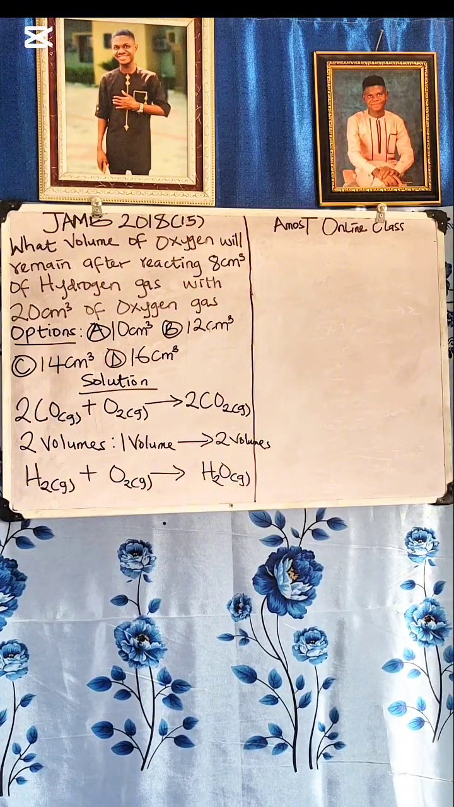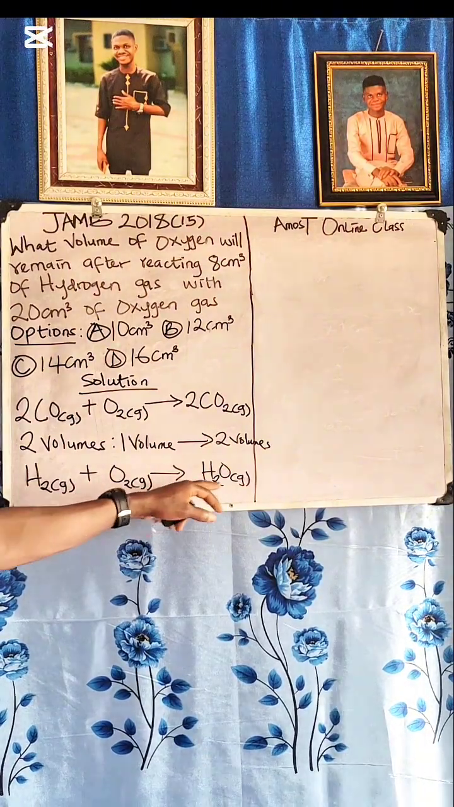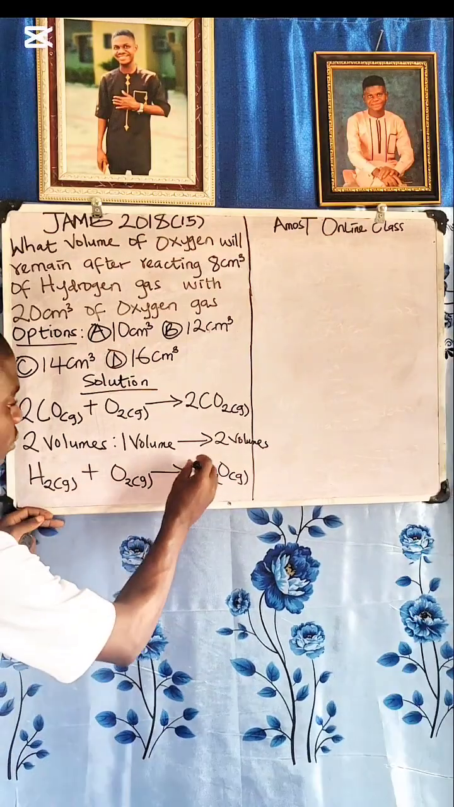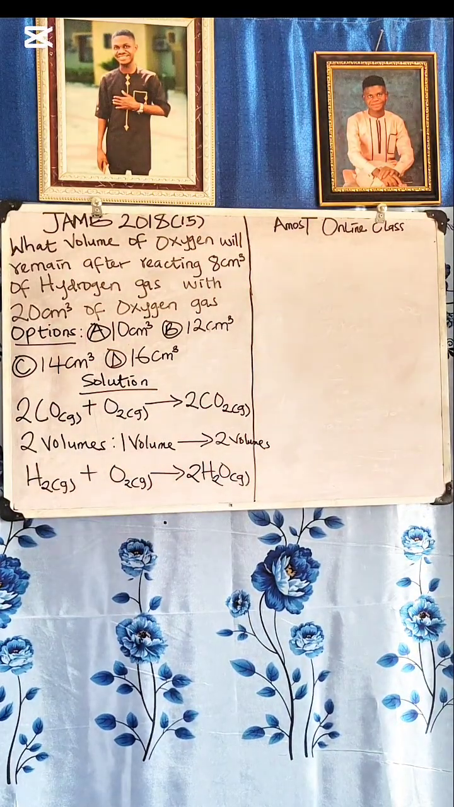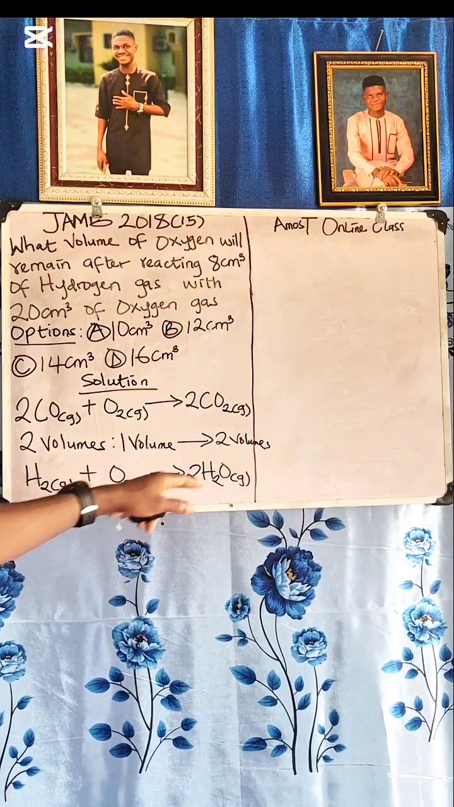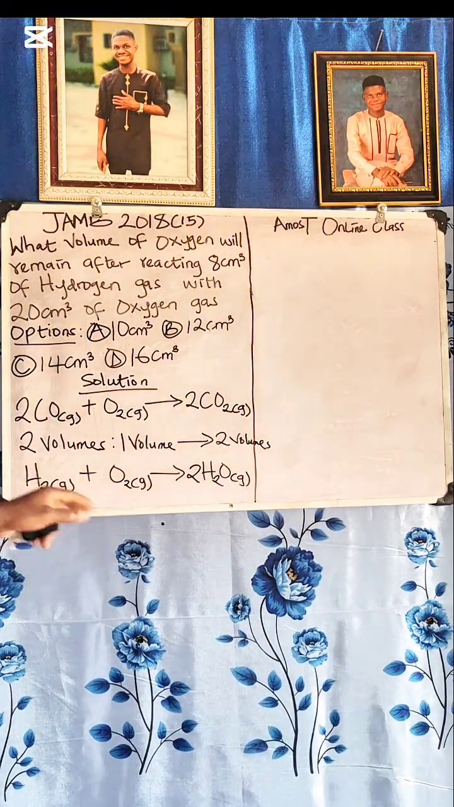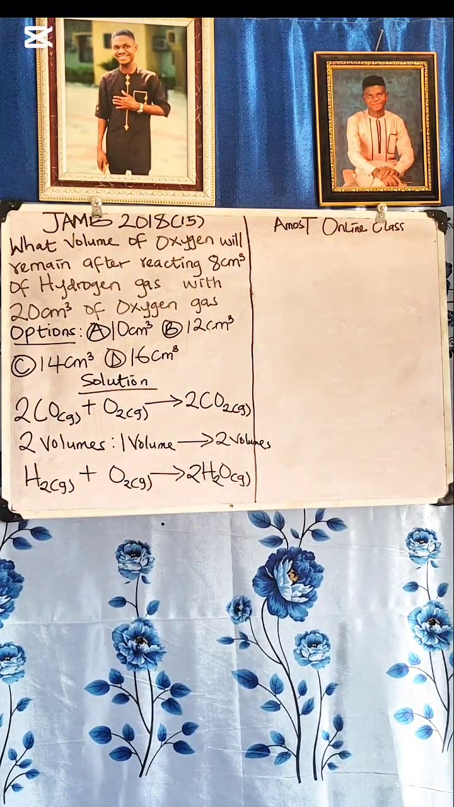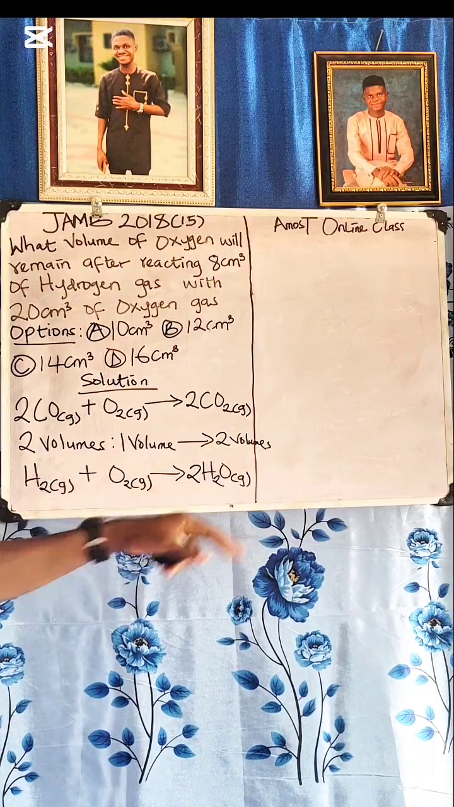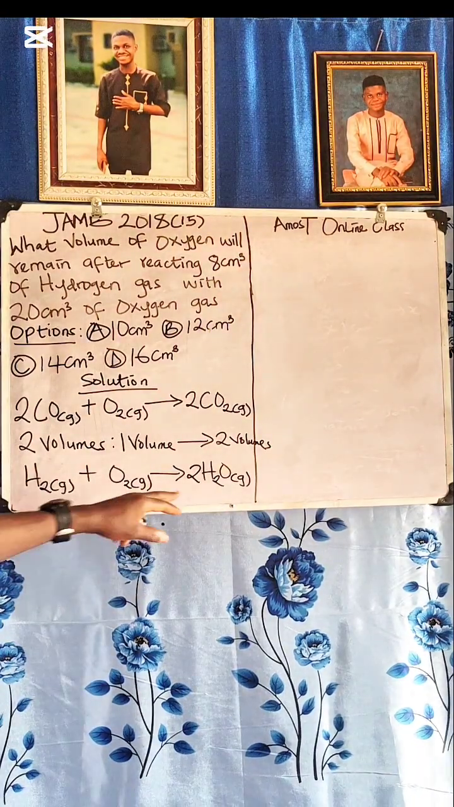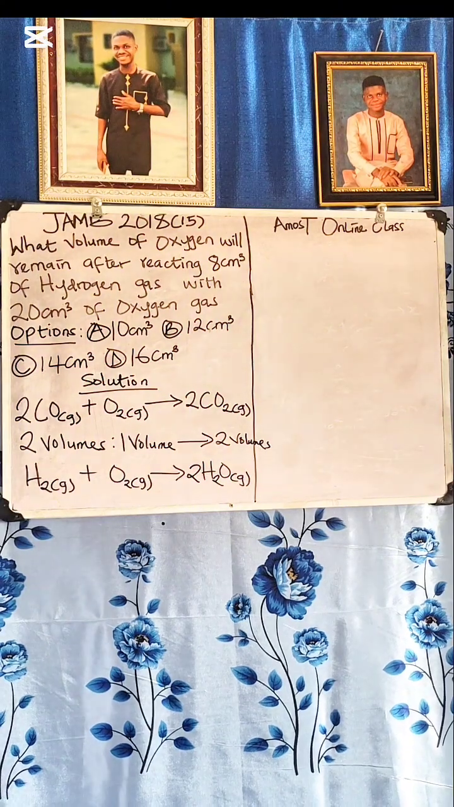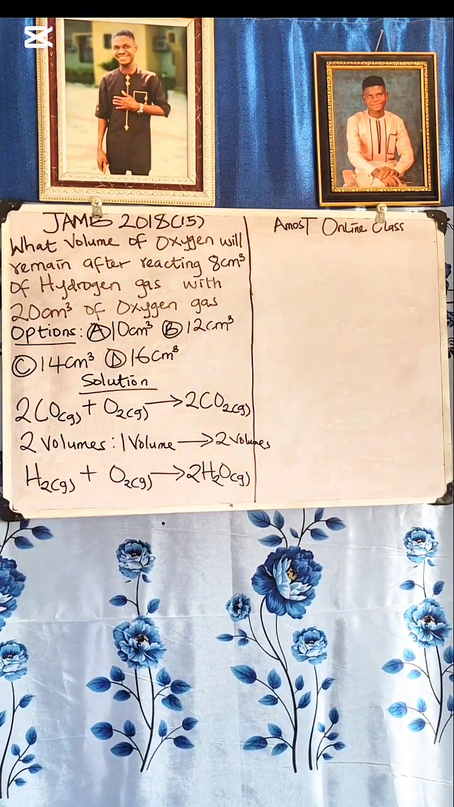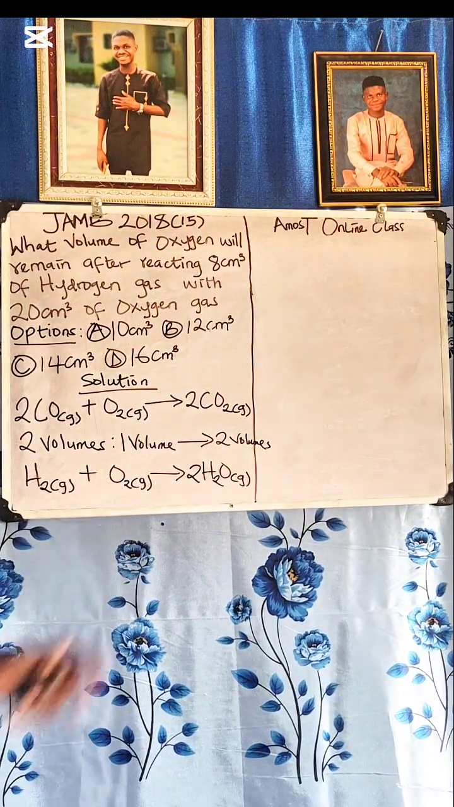How do we balance oxygen? Very simple. We're going to introduce 2 here, and of course we have done that. So we have 2 atoms of oxygen from the product side and 2 atoms of oxygen from the reactant side. So oxygen is now balanced. But this 2 is now affecting hydrogen. From the product side we have 2 times 2, which is 4 atoms of hydrogen, and from the reactant side we have just 2 atoms of hydrogen. So we need to balance hydrogen too.